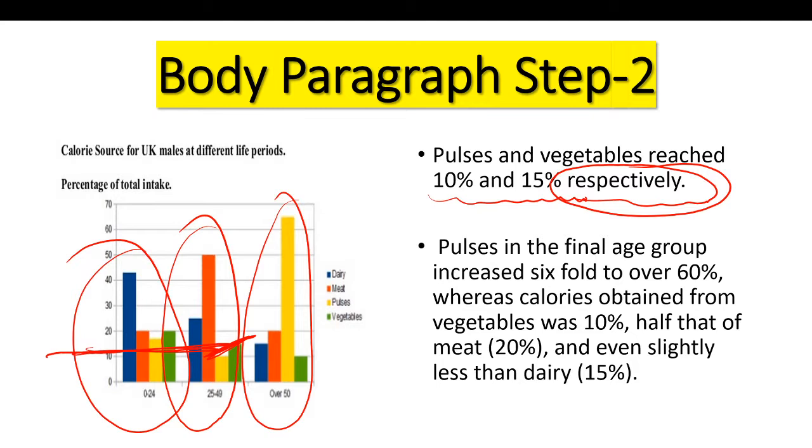So pulses in the final age group. You can write 0 to 25 is the first age group, 25 to 49 is the second age group, and over 50 is the third age group, right? So you can even talk about the final age group. So pulses in the final age group increased sixfold to over 60%, whereas calories obtained from vegetables was 10%, half that of meat. So meat is 20% and the vegetable is 10%. So half of the meat is 20% and even slightly less than dairy 15%, right?